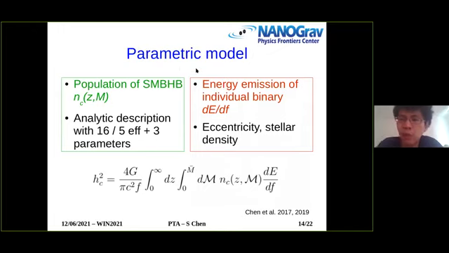Right, so there's one way that I've mostly worked on in the past, which is a parametric model. So you model the population of massive black hole binaries in the universe with some parametric description, and you pair that with the emission of energy that each of those binaries emits in gravitational waves. And you basically just multiply them and sum them up over the mass and redshifts. I will not focus on the energy emission of an individual binary, but I'll just focus on the population.